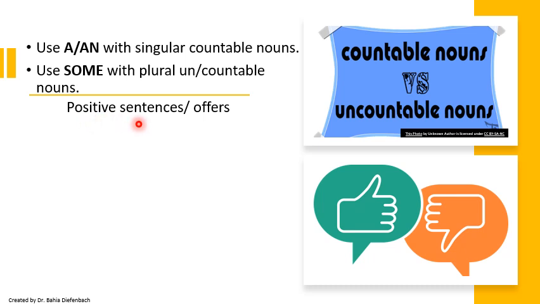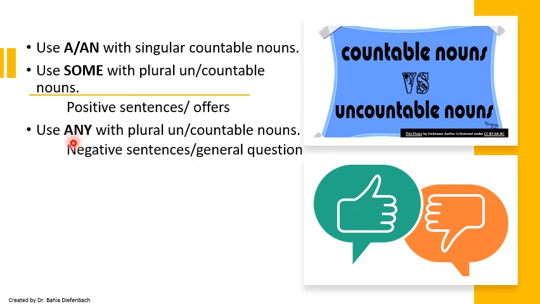When I have a positive sentence, for example, I have some time. And when it is an offer, would you like some tea? So in this case, if you notice, it's an uncountable noun. So then I use some.